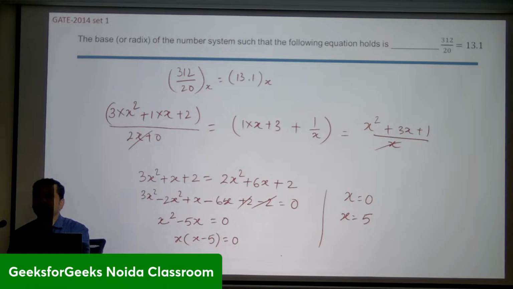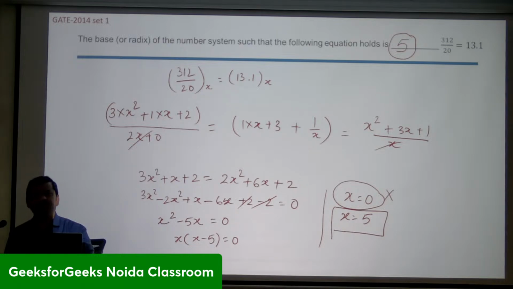x cannot be 0 because we have certain digit values that lie within the range 0 to x minus 1. So x itself cannot be 0. So this is not the possible answer for x. Now x could be 5. Out of these two possibilities, x could be 5. So the base for this particular number system should be 5. Wasn't it a very simple question? Representation only makes it complex. It looks complex, but it is a very simple question.